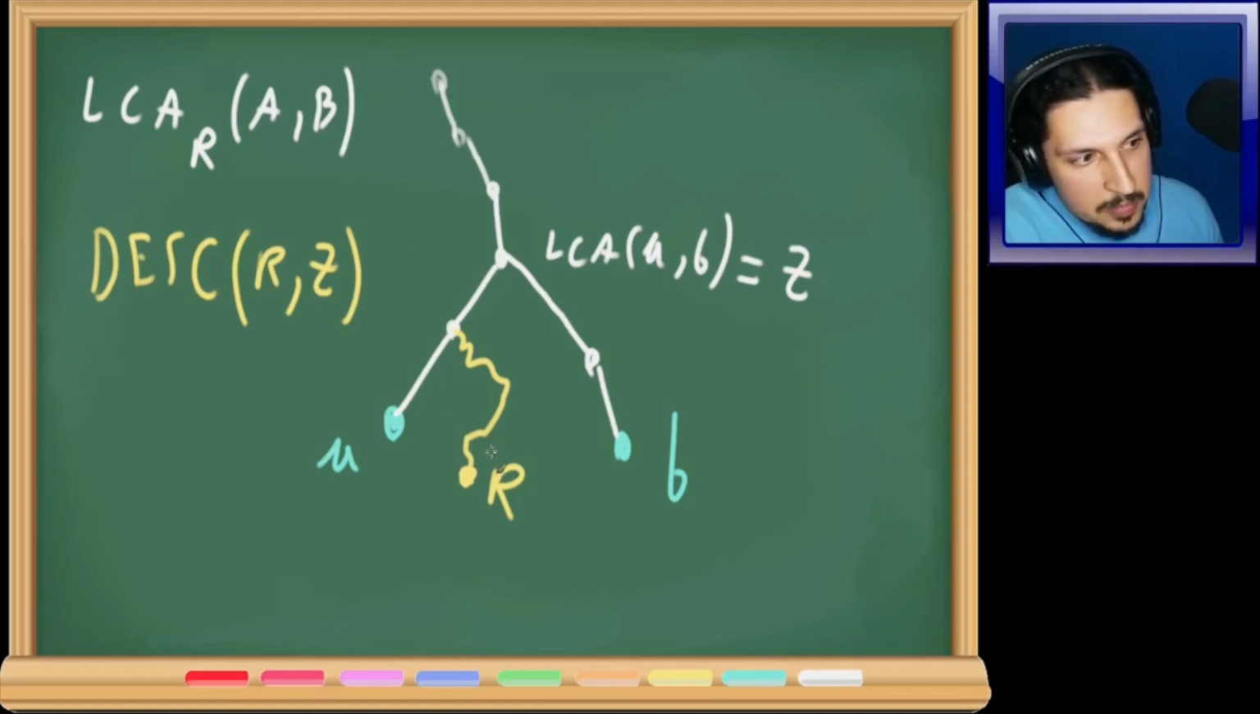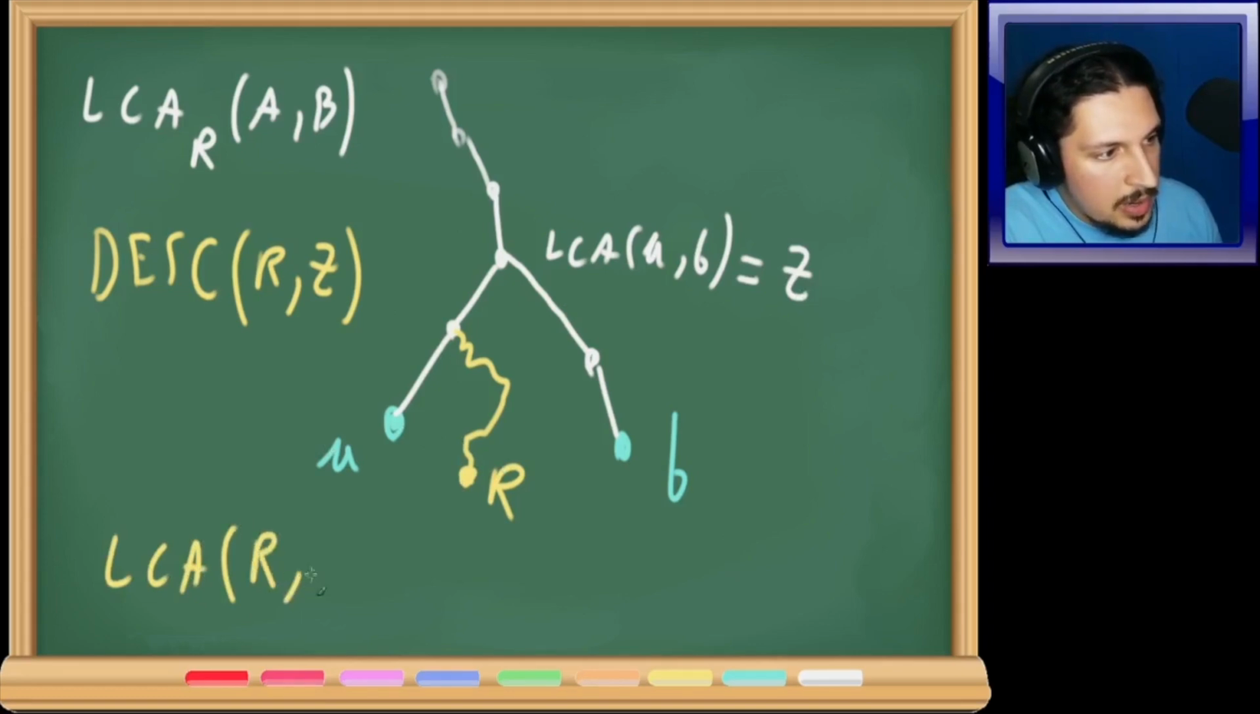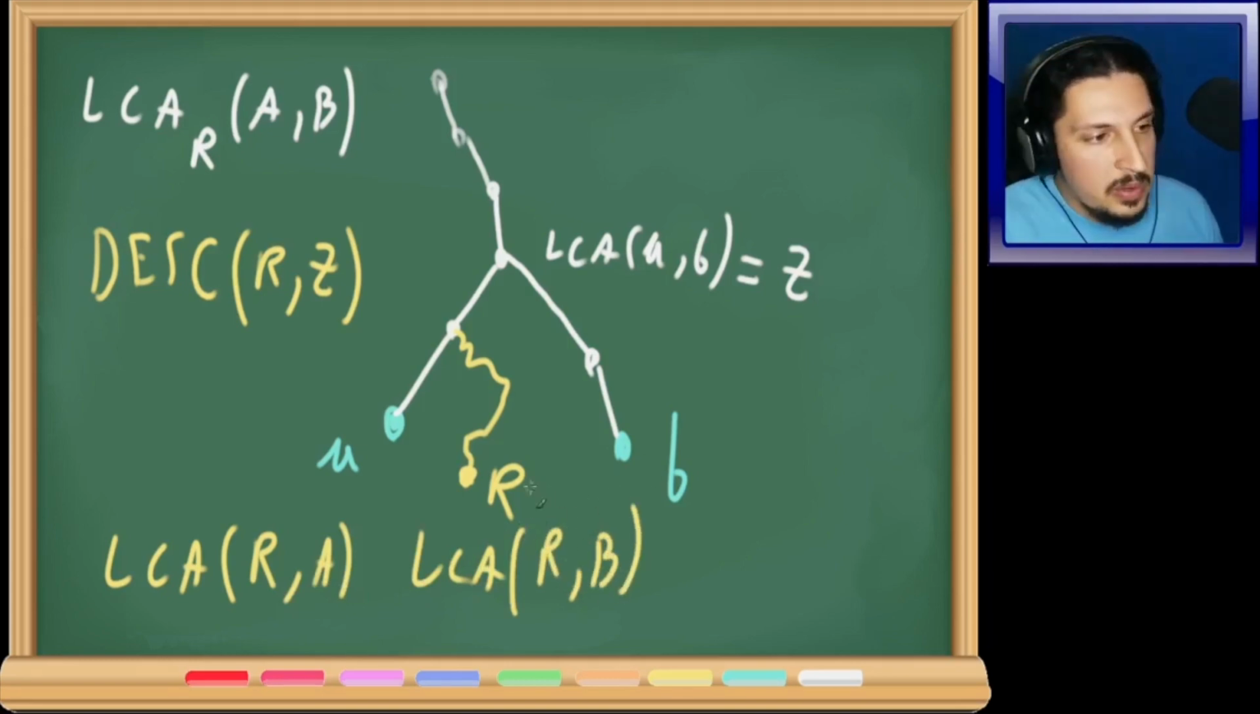So then we can ask for the LCA of R with A and the LCA of R with B. And what you can convince yourself of by looking at the drawing is that in this case, not necessarily exactly one, but one of these two will be equal to Z. Because, well, if R is exactly Z, then actually both of them will be Z.